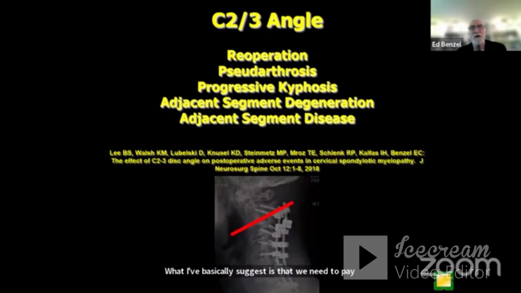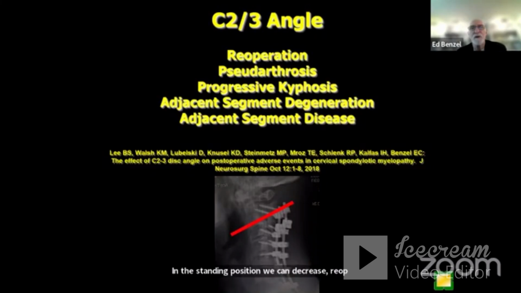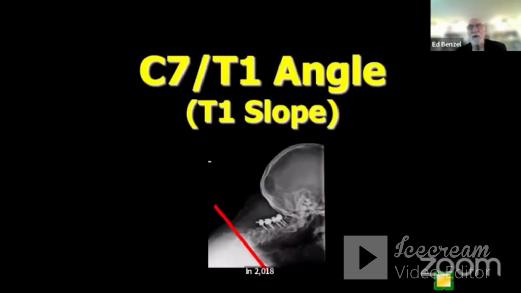If we keep it horizontal to the floor in the standing position, we can decrease reoperation rate, pseudoarthrosis rate, progressive kyphosis rate, and then adjacent segment degeneration and disease. And we reported this in 2018 in Journal of Neurosurgery. But it's also important to remember the T1 slope, or the C7-T1 angle.